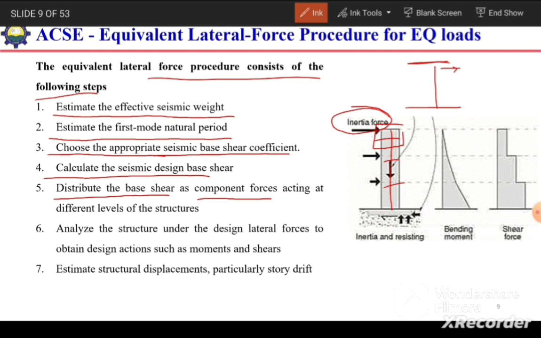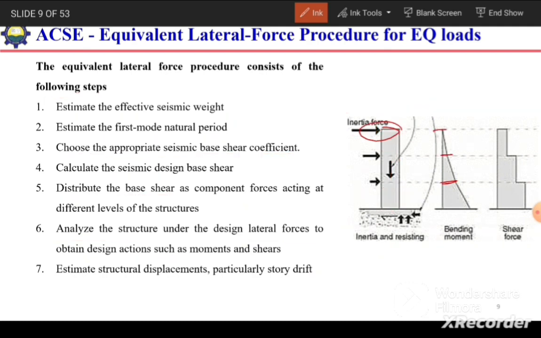Okay, once we have determined the inertial forces, the next step is to analyze the structure under the design lateral forces to obtain design actions such as moment and shear. So at each level we can find the bending moment, and then we need to distribute this bending moment calculated at each level to the lateral force resisting system. Similarly, we can also find the shear force at each level, and the shear force calculated at any level needs to be distributed over the lateral force resisting system.